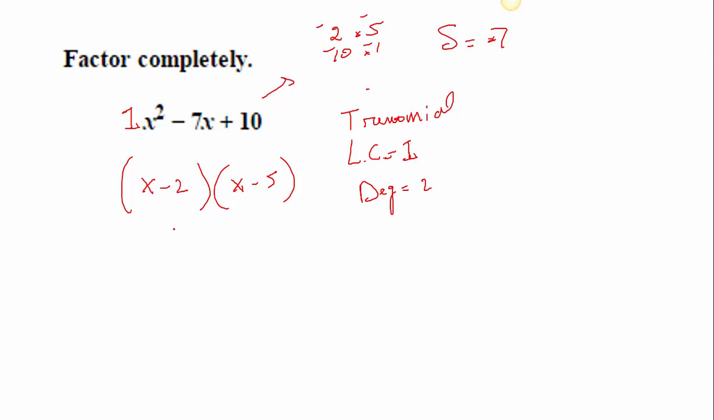And this is how you confirm this is right. The outer is negative 5x. The inner is negative 2x. Their sum is negative 7x. And that's the middle term.